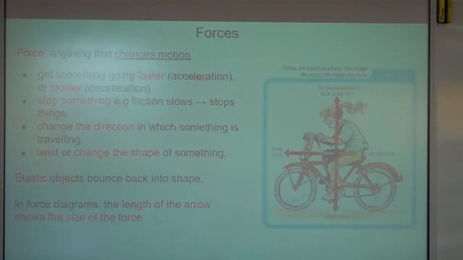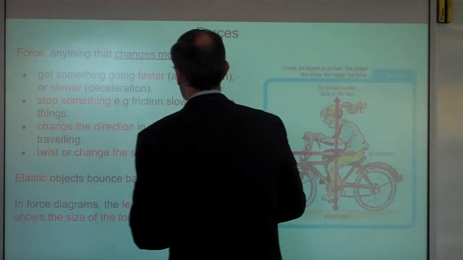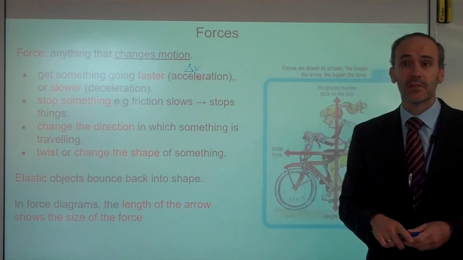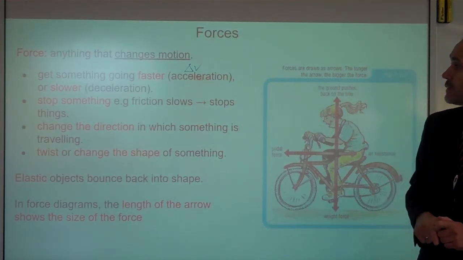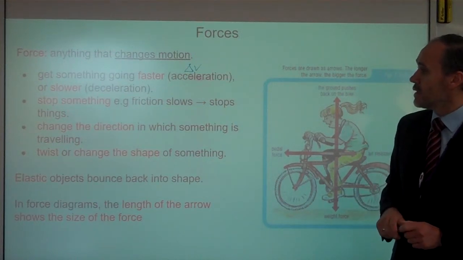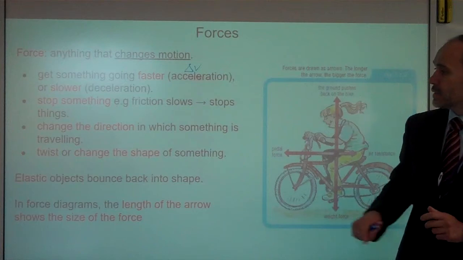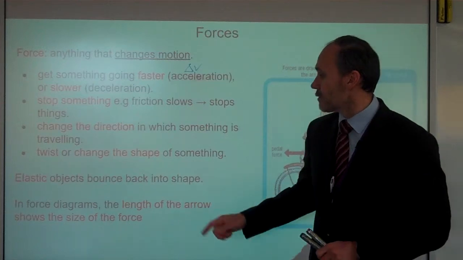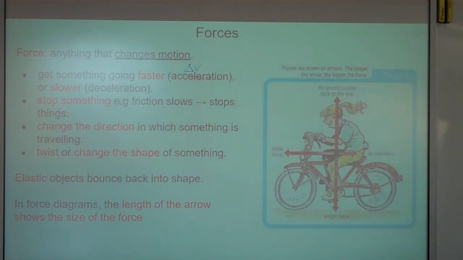Now, let's go. Now here we start to get into force diagrams. Anything that changes motion gets something going faster. And if velocity is increasing, then of course that is acceleration. So if you want to put a change in velocity there as a note, or slower is deceleration or negative acceleration. If you stop something, friction slows things down and stops things. Change direction, twist or change the shape of something. Elastic objects bounce back into shape, that comes up almost never. In force diagrams, the length of the arrow shows the size of the force.